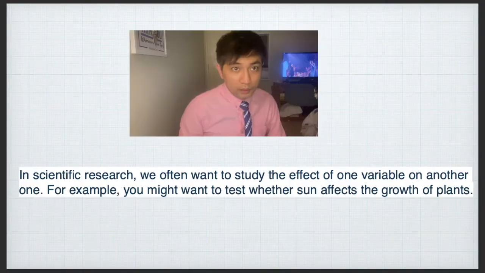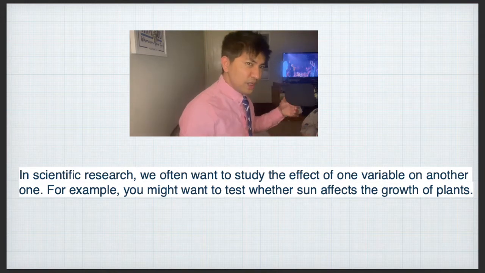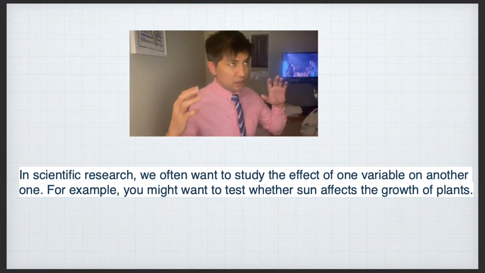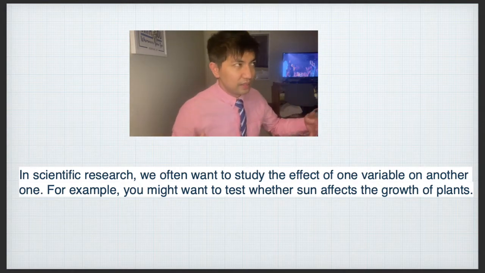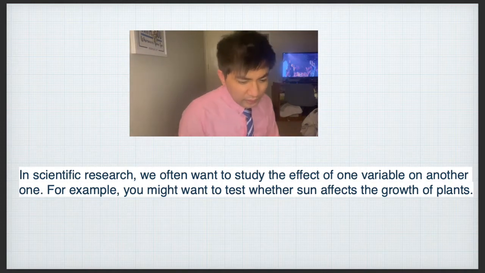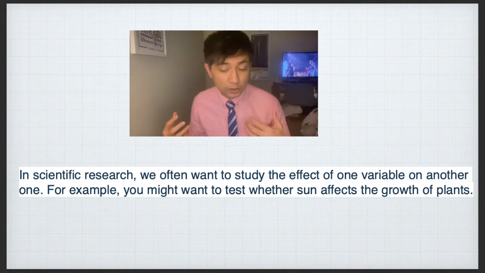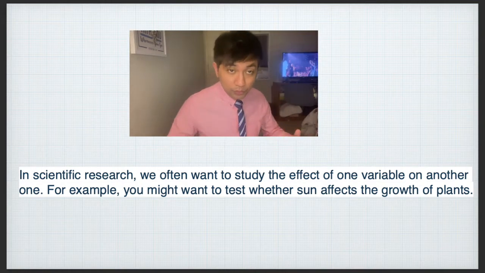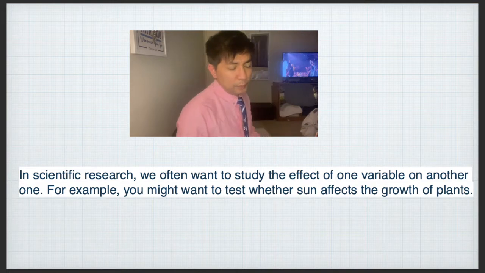So if you're ready, what are the dependent and independent variables in scientific research? It is the study of cause and effect. We often want to study the cause and effect of the variables that we're studying. When we say variable, it's something that is changing. For example, from the previous video, you want to know whether the sun has an effect on the growth of a plant. So we have variables in that situation. But first, what are variables?